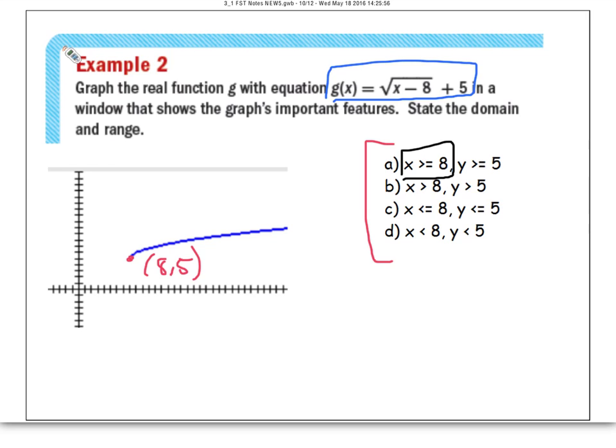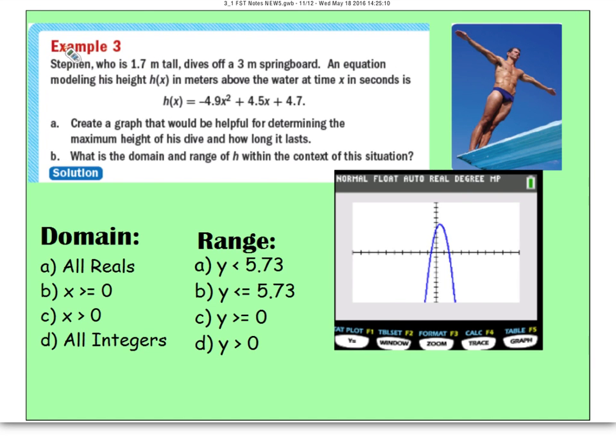Well, let's look at the range. If we travel on the y's, the negative y's, there's no graph yet. I don't get graph activity until I hit the y value here of 5. Now, does it include 5? Sure, it does include 5 because when I put 8 in here, it simplifies to the answer of 5. So it's 5 and everything higher. So based on that, letter A is the appropriate answer for what the domain and the range are. Let's look at one more.